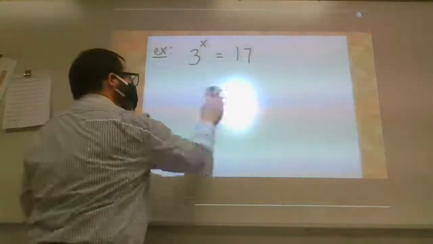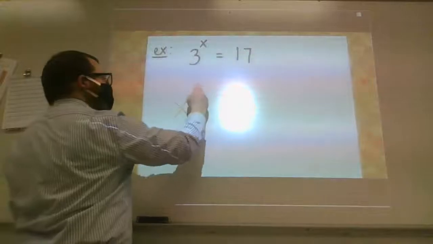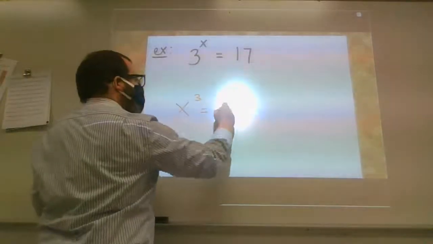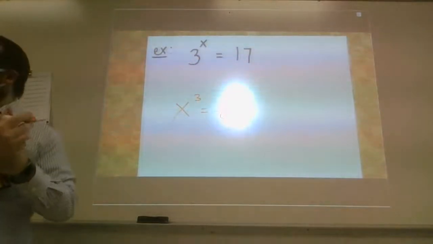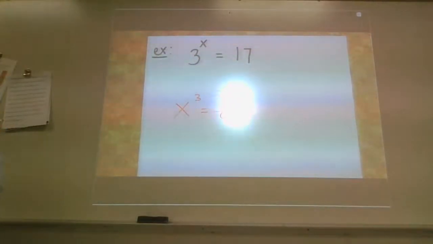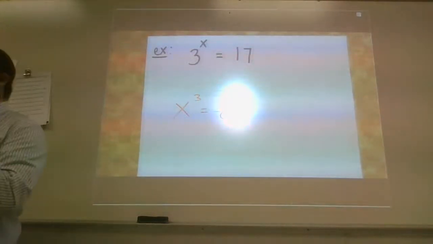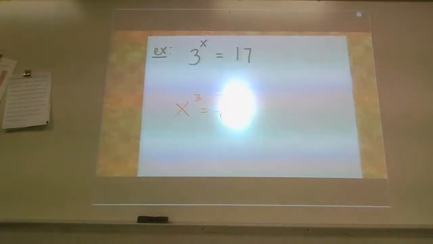Hold on. I think I did something like this last week. I'm going to do it again. How do I get this x by itself? I got x cubed equals 81. How do I get that x by itself? Cube root it. Because a cube root and a cubed power are inverse operations of each other.